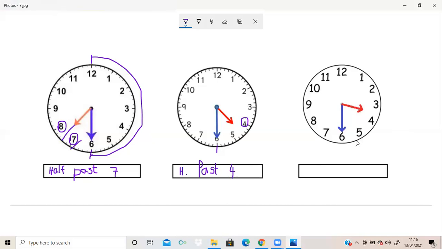The next one is the minute hand pointing at 6 and the hour hand between 3 and 4, in the middle of 3 and 4. So you need to set the time for the first one. So that means 3:30. 3:30. I wrote it in a short way. H means half and P means past. So 3:30.